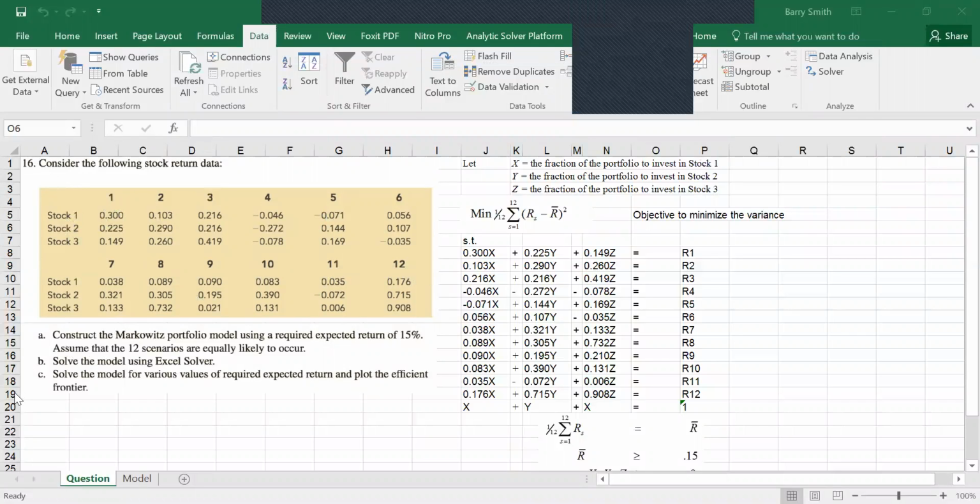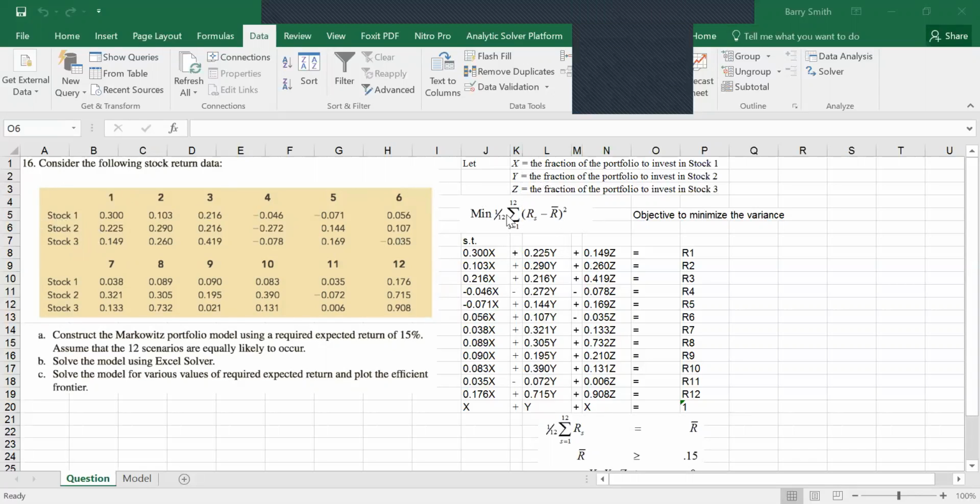Then we're going to solve the model using Excel Solver, and then we're going to solve the model for various values of required expected return and then plot the efficient frontier. So what we're going to do is let X, Y, and Z be the fraction of the portfolio in stock 1, 2, and 3. So that's going to be X, Y, Z.